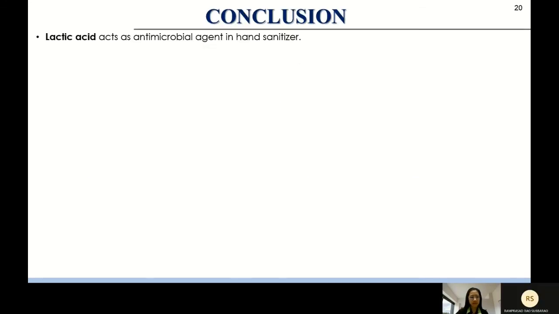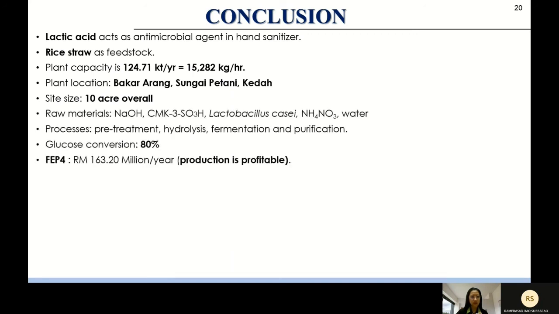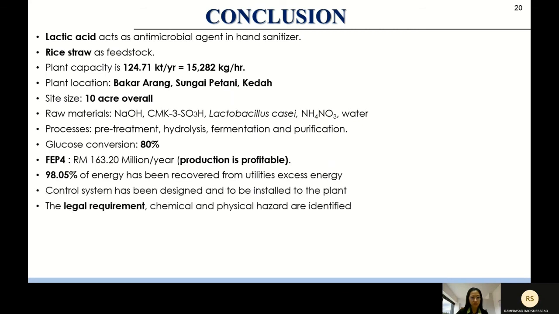As a conclusion, lactic acid is produced from our plant, which acts as a microbial agent in hand sanitizer, with rice straw as a feedstock, with a plant capacity of 124.7 kilotons per year, at Bakar Arang, Sungai Petani, Kedah, with a size of 10 acres. The raw materials used are sodium hydroxide, CMC catalyst, lactobacillus, sodium nitrate, and water. The process involves pre-treatment, hydrolysis, fermentation, and purification, with a glucose conversion of 80%, and the economic potential is 163.2 million per year, which is profitable.